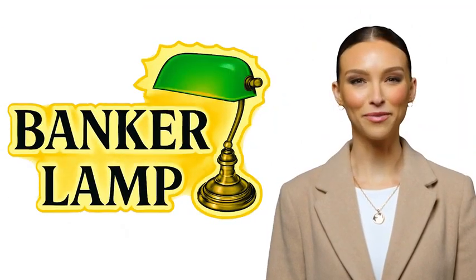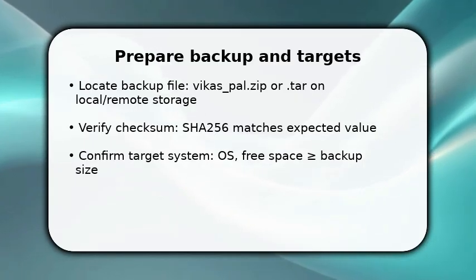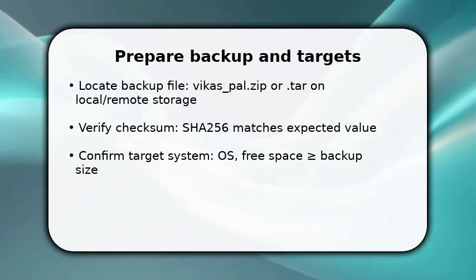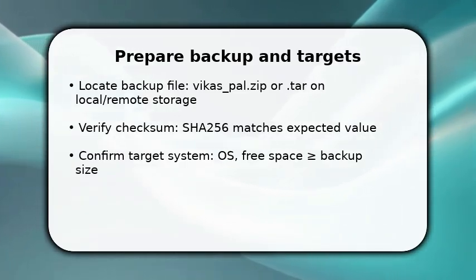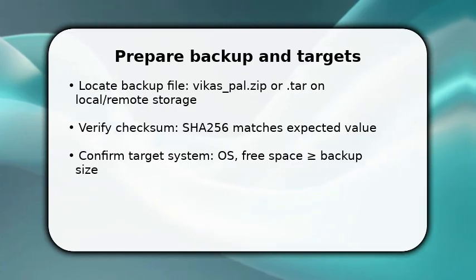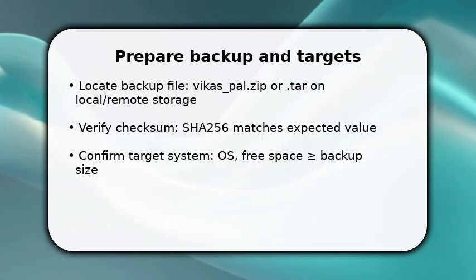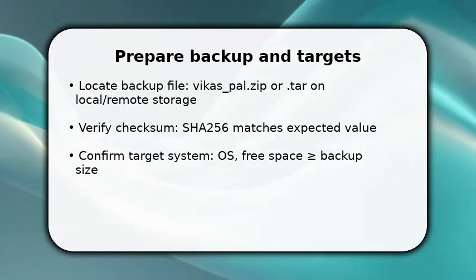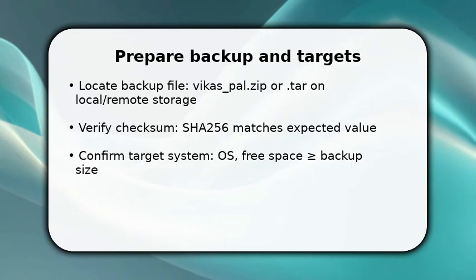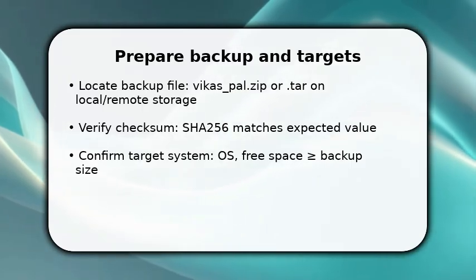Please enjoy the video. You start by confirming the backup file and the target environment. Locate Vikas Pal.zip or Vikas Pal.tar, and make sure you have read permission. This prevents mid-process failures. Once found, verify the SHA-256 checksum so you know the archive is intact and untampered.